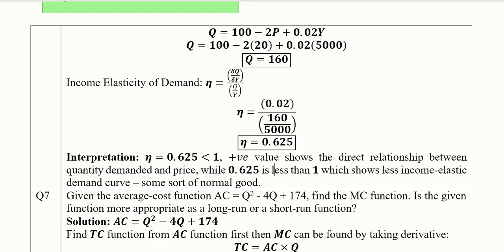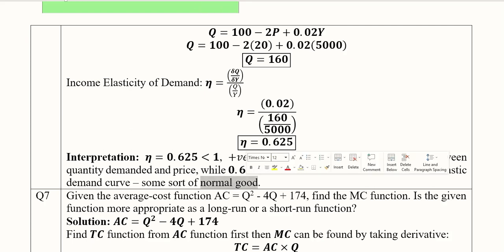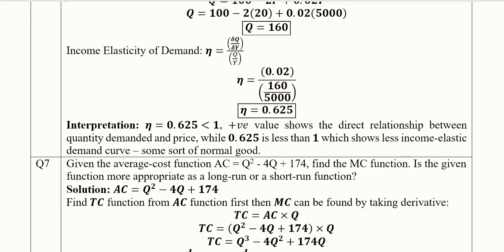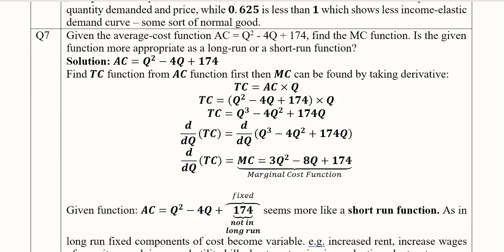It means that the good is some sort of normal good, because a decline in income is not affecting much of the demand of the certain good. So this can be one of the possible interpretations of this answer that we have found. And then we have question number 7. So this question number 7 is there.